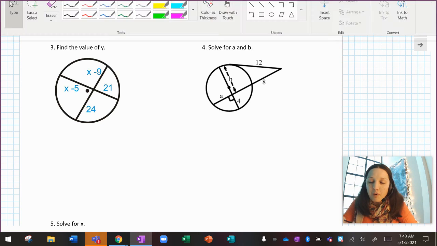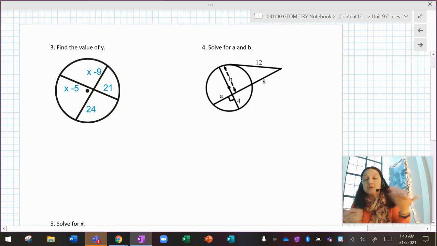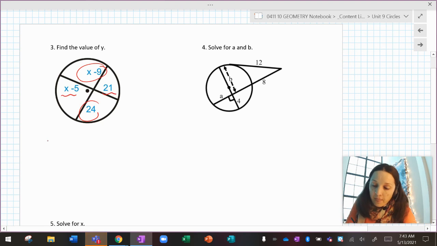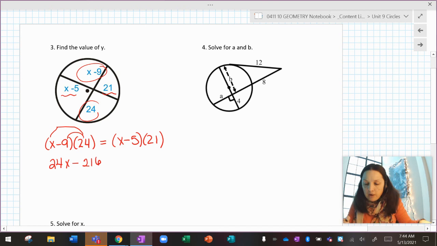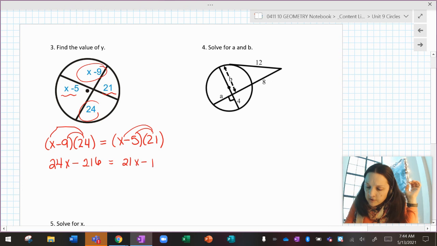Okay. Hopefully you paused. So if we come here, I've got two intersecting chords inside. So part times part equals part times part. So I have (x minus 9) times 24 equals (x minus 5) times 21. And then I'm going to distribute. So I have 24x minus 216, I believe. Yep. And then I'm going to distribute here and get 21x minus 105.